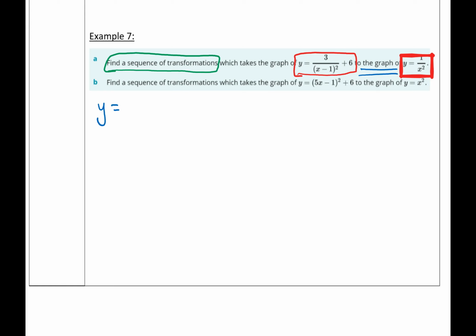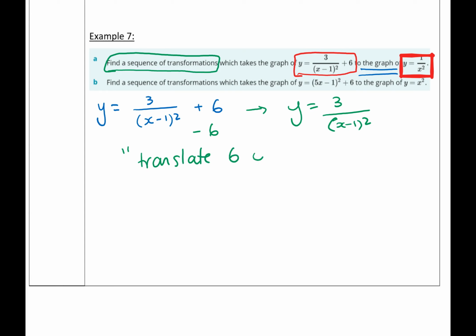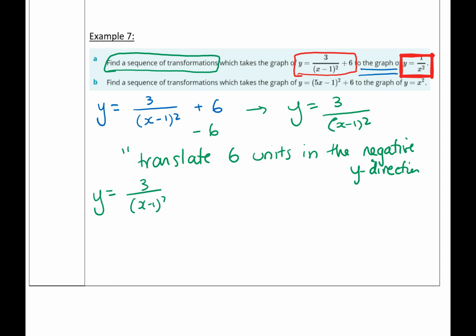Okay, well we started off with y equals 3 over x minus 1 squared plus 6. So the first thing that I could do, because the sequence can be of any choosing that I like, the first thing I could do is subtract that 6. Because I want to get rid of everything, so I'm left with 1 on x squared. Well, if I subtract the 6, so I'd be thinking, minusing the 6 will give me y equals 3 over x minus 1 squared. So the first thing I did was translate 6 units in the negative y direction.